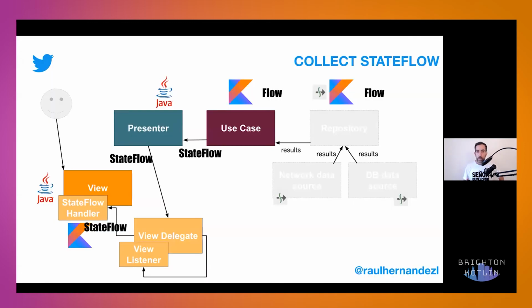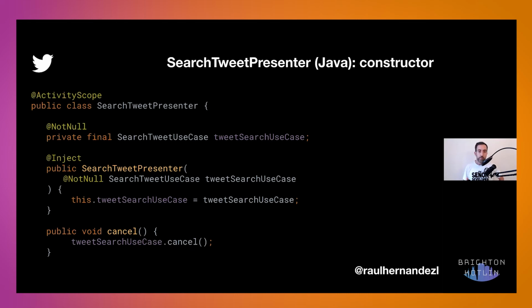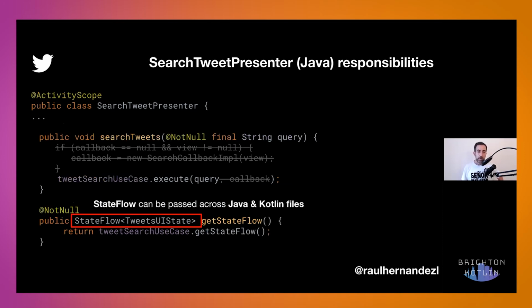Here we are. So we have this all the way down from the use case to the presenter to the view delegate to the state flow handler, and now we need to collect it. To connect those different entities, basically the presenter contains the use case, and the presenter also executes the use case. So I don't need the callback anymore. We can get rid of this code that is already deprecated. And as you can see here, this is a Java file. So I am exposing this state flow to the next entity, I mean, this function getStateFlow.